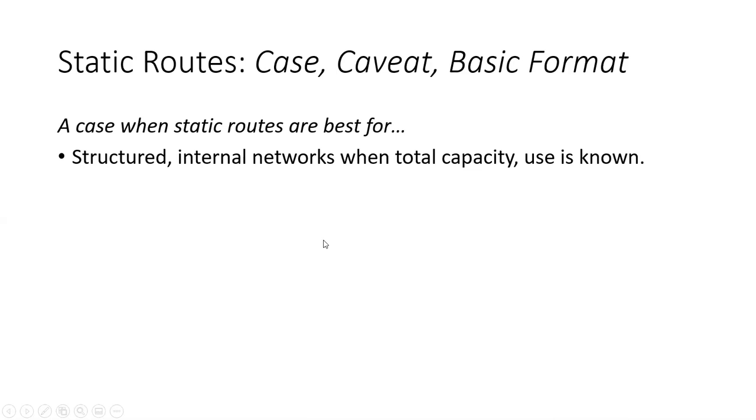So there are cases when static routes are best, even though they're manual and they're fixed. If you have a structured internal network where total capacity and use is known. So what do I mean? There's two sides of a coin. You have the capacity of the network and you have the number of users. And if you do the math and you find out the maximum usage fits our capacity, then the use of a static route is ideal because you have a well-defined situation. When you have a well-defined network use scenario, then a static route is usually the best to do.